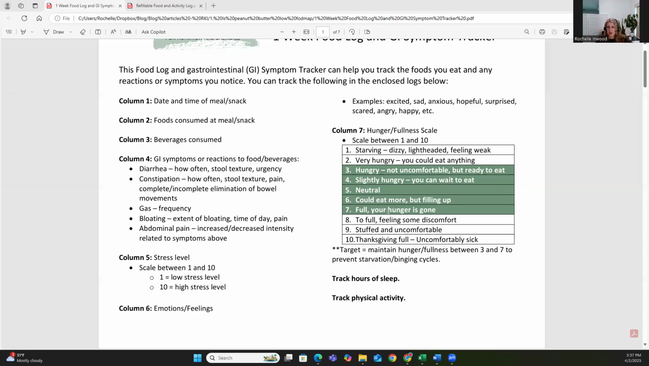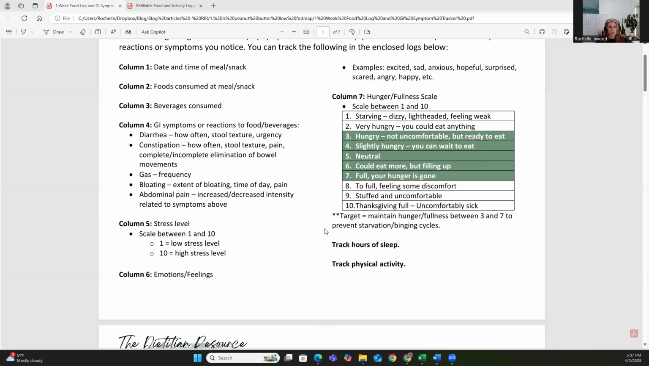Then on this document, they can also track their sleep in the number of hours. I've had plenty of clients that when they aren't getting that 7 to 9 hours of recommended sleep, it really does change the food choices that they're making for themselves. And it's also changing the mindfulness around those food choices. And then also physical activity. Physical activity is great for helping us manage stress. So all of these key pieces can be really important for the food and symptom tracking for our clients.